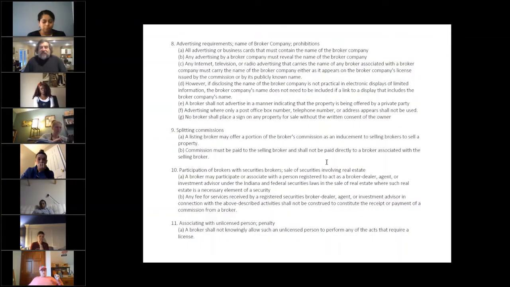Shall not advertise indicating the property is offered by a private sale. It's called a blind ad. You can't just put for sale with a phone number. That looks like owner occupied. You cannot put for sale P.O. Box 121. That's a blind ad because you didn't give the address. All right. And you cannot put a sign on the property or in the yard of a property of an owner who has not literally signed a listing agreement.